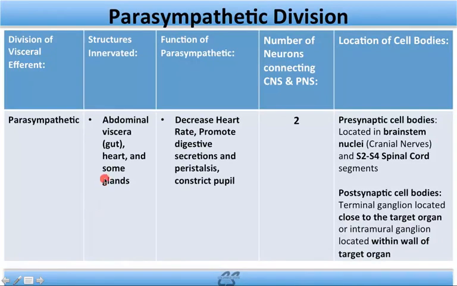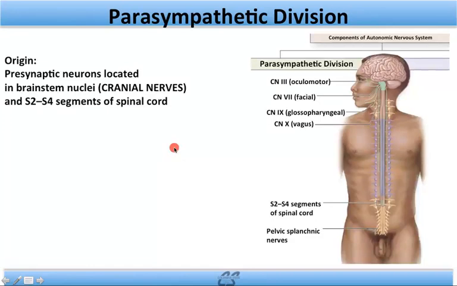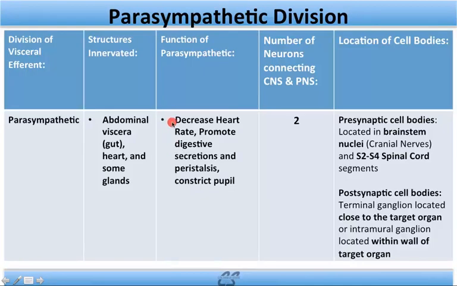Parasympathetic, again, still affecting the same structures. Sometimes in an opposite function though. So instead of increasing heart rate like sympathetic, it would decrease the heart rate. Now we're relaxing. Now that we're relaxing, we can promote digestive secretions. And ultimately the parasympathetic innervation moves the food along, called peristalsis. And now we're ready to constrict the pupil.